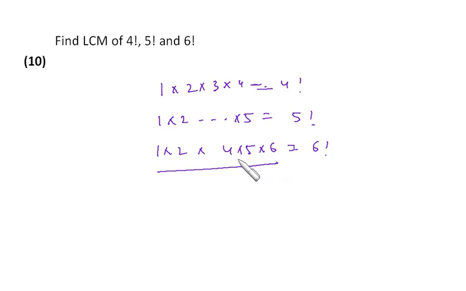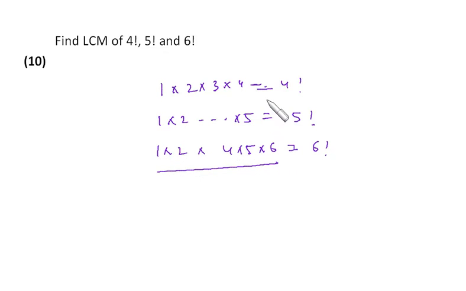So just look at this number. See, it's 1 into 2 into 3 into 4, right? So definitely this number is divisible by 4 factorial. Similarly, we have 1 into 2 into 3 into 4 into 5. That means this number is divisible by even 5 factorial, right? Because 4 factorial and 5 factorial are already included in 6 factorial. So what will be their LCM? The LCM of 4 factorial, 5 factorial and 6 factorial will be nothing but 6 factorial, right? Because 4 factorial and 5 factorial are already included in 6 factorial that we can see over here.